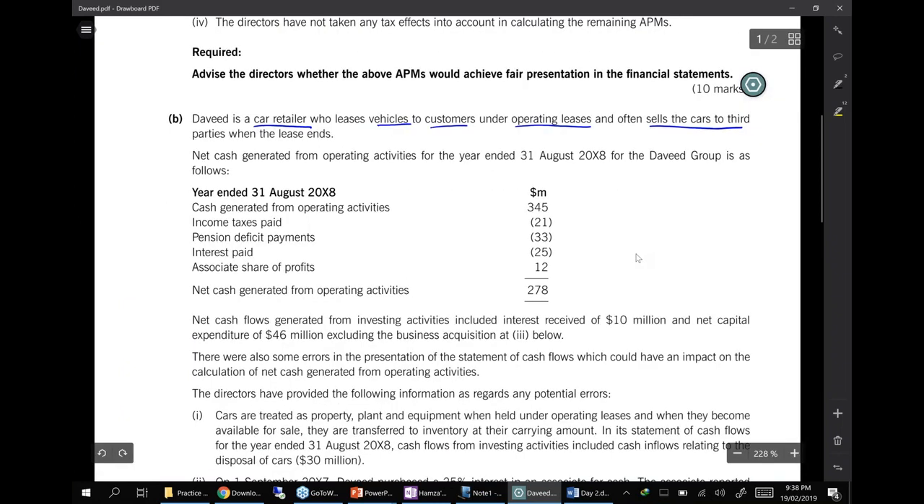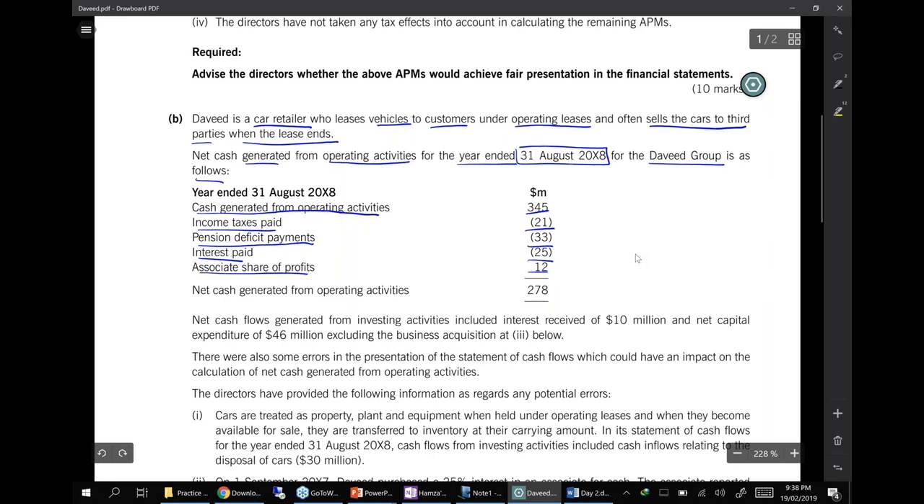The net cash generated from operating activities for the year ended 31st August 2008 for the David Group is as follows. David has written cash generated from operating activities as 345, income taxes paid 21, pension deficit payments 33, interest paid 25, and the associate share of profit 12. So David has calculated the net cash generated from operating activities as 278.